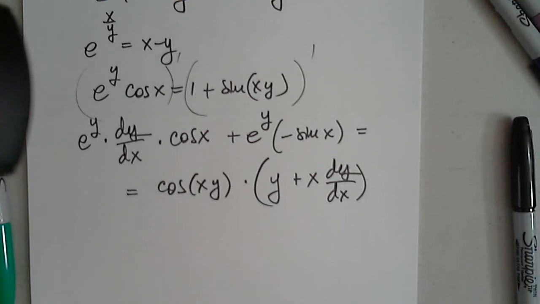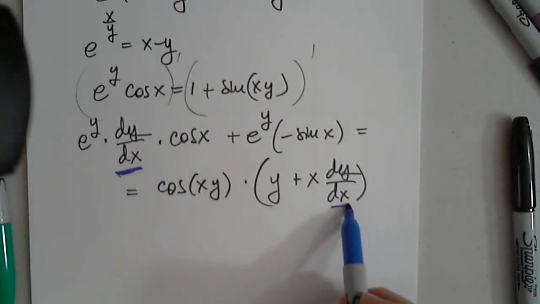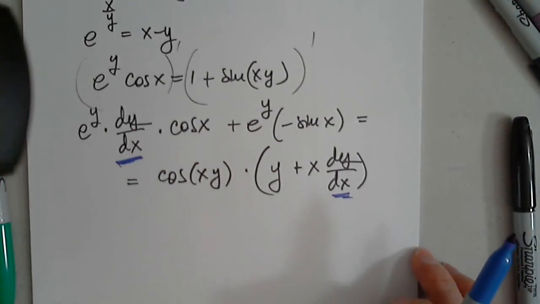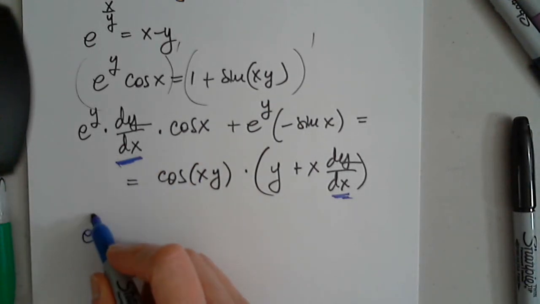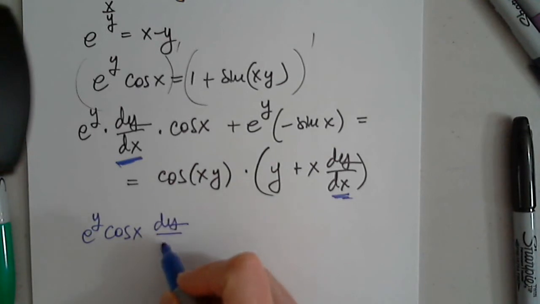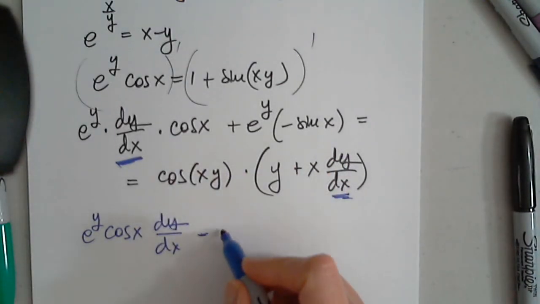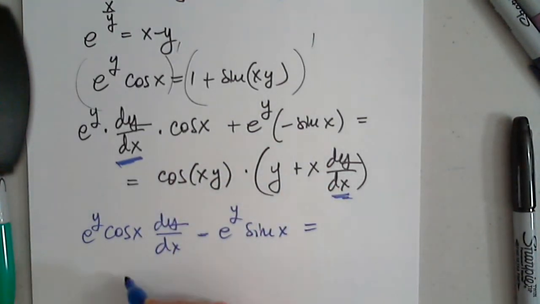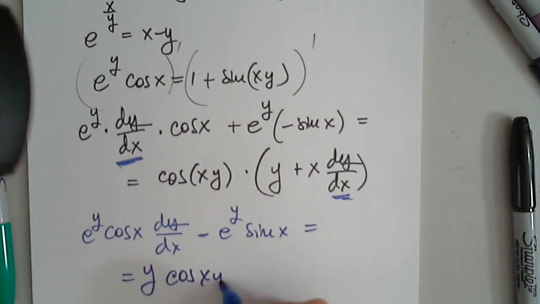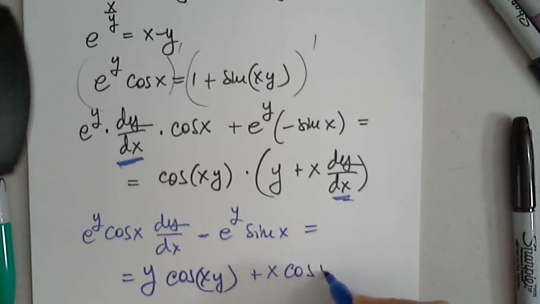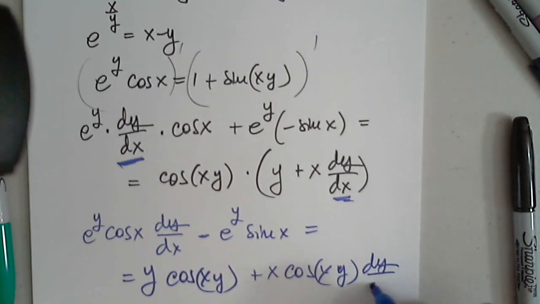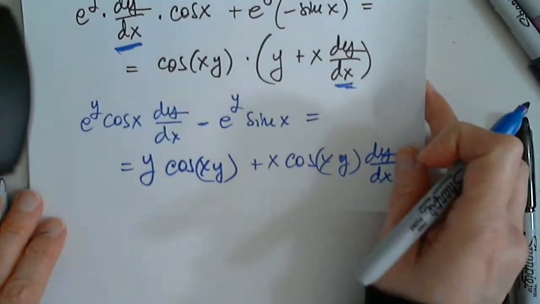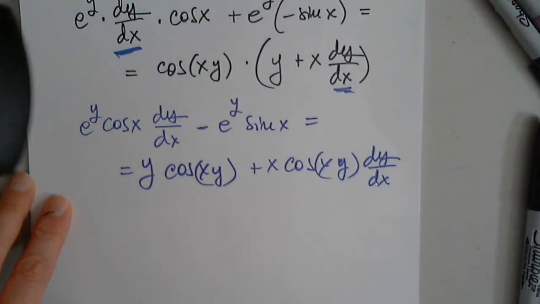Yes. Okay, perfect. So now I see 2 dy over dx, so I have to have them on one side and everything else on the other. But before I do that, I will have to rearrange it. So I'm going to rearrange everything as e to y times cosine x times dy over dx. Here I'm going to write negative e to y sine x. Here I'm going to distribute to these two quantities. So I have y cosine xy plus x cosine xy times dy over dx. Is this clear enough for everyone? Yes.